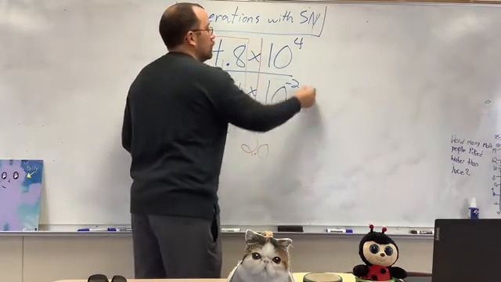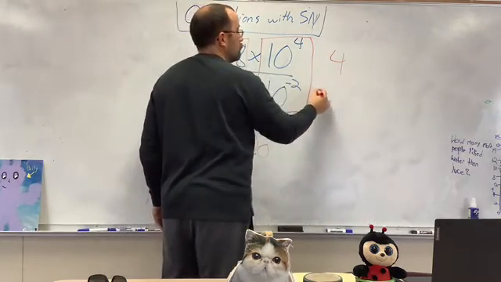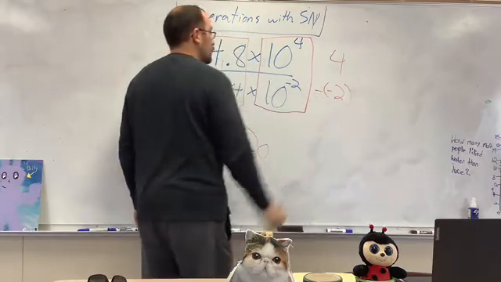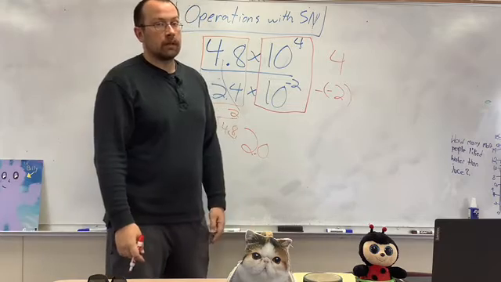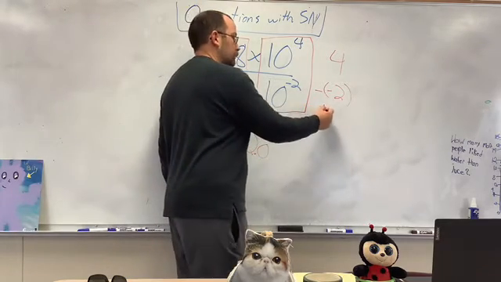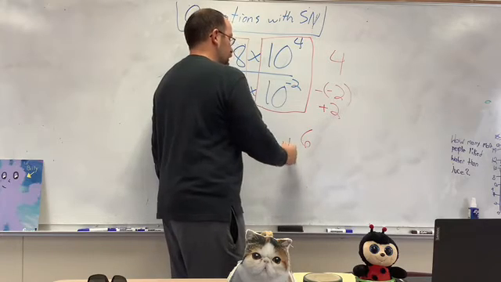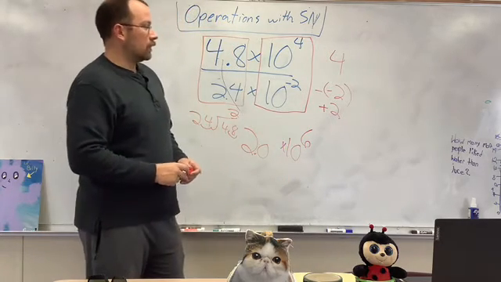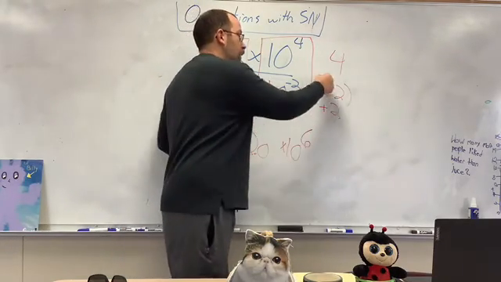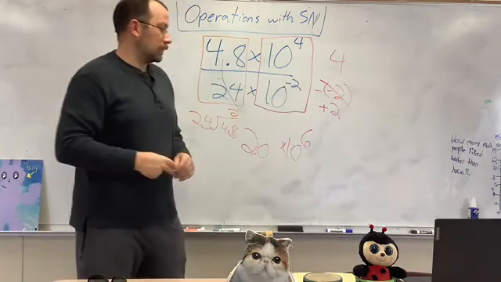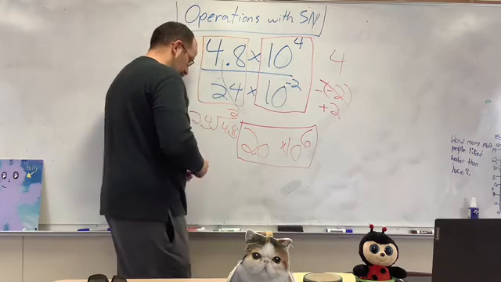Alright, and then these two. Since we're dividing them, it's 4 minus a negative 2. Alright, so if you're minusing a negative 2, you turn it to addition. So 4 plus 2 is 6, so 10 to the 6. Alright? Minus a negative gives you a positive. So this goes away, that becomes 2, and there you go. This is your final answer.